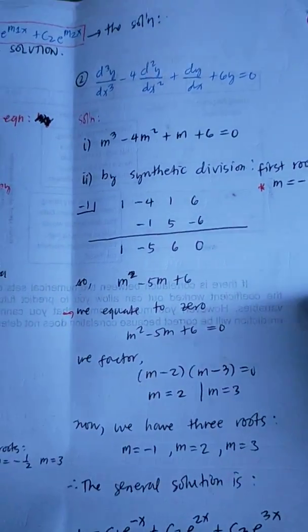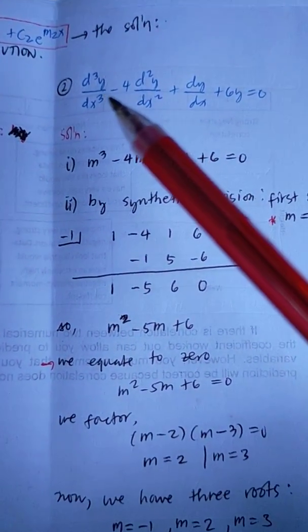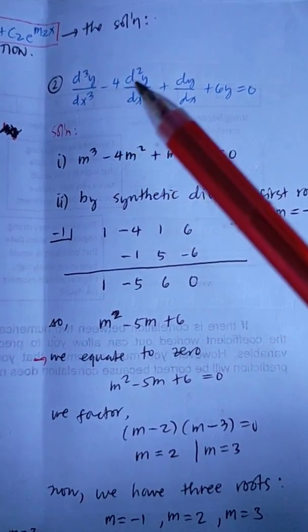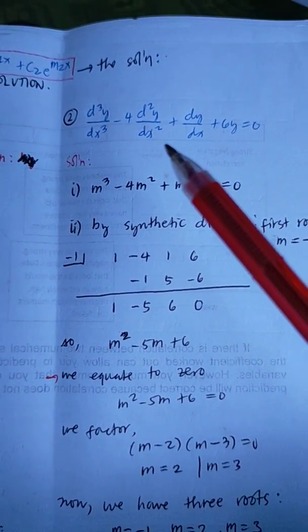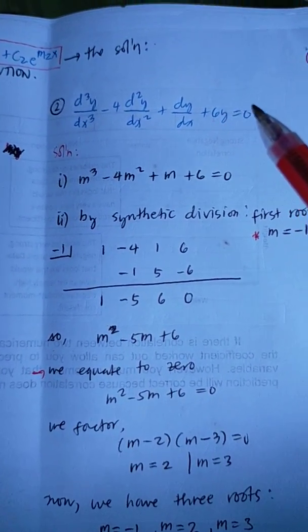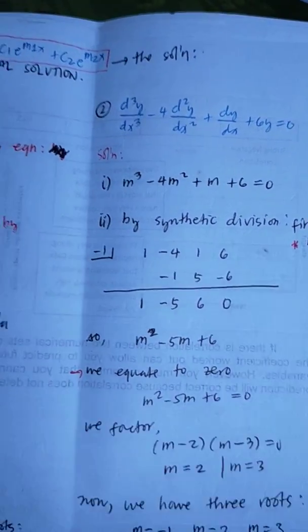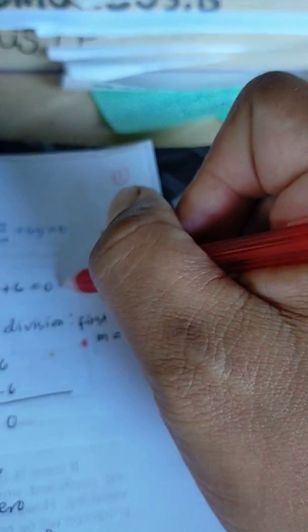So let's move on to example number 2. Given the third derivative of y with respect to x minus 4 second derivative of y with respect to x plus dy over dx plus 6y is equal to 0. So again, as I have said, you will write its auxiliary equation. So this is the auxiliary equation.